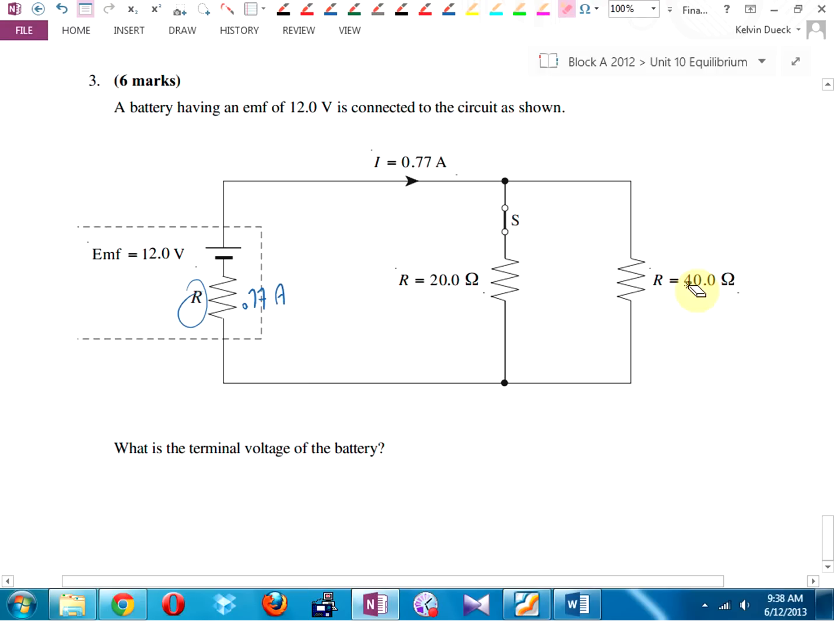They're not identical. It's going to split in a 2-to-1 ratio. Now, that's a bit obscure. Let's write this mathematically as one resistor. They're in parallel. So if I want to write this mathematically as one resistor, I would say 1 over R parallel equals 1 over 20.